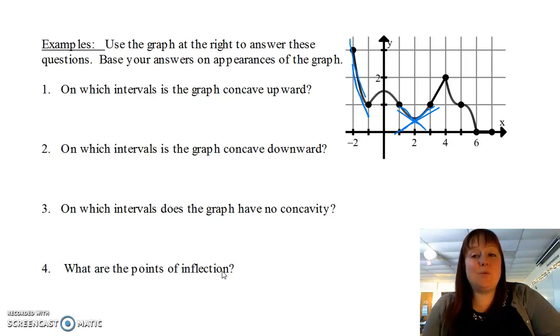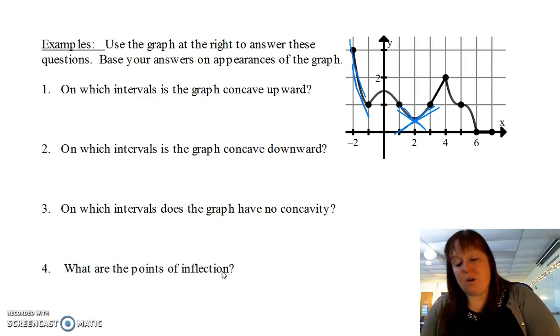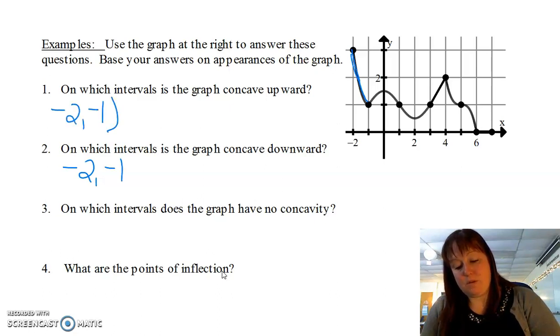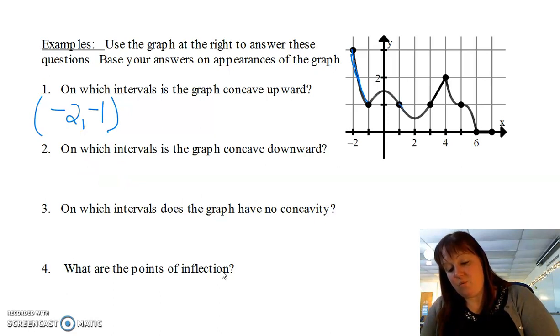But see how the tangent lines on all of those are underneath the graph. So this graph is concave upward from -2 to -1. And then it's also concave upward from 1 to 3. And then it's also concave upward from 4 to 5.